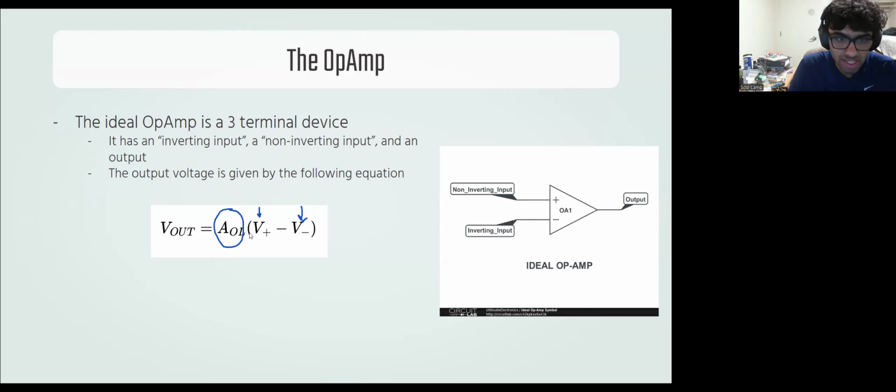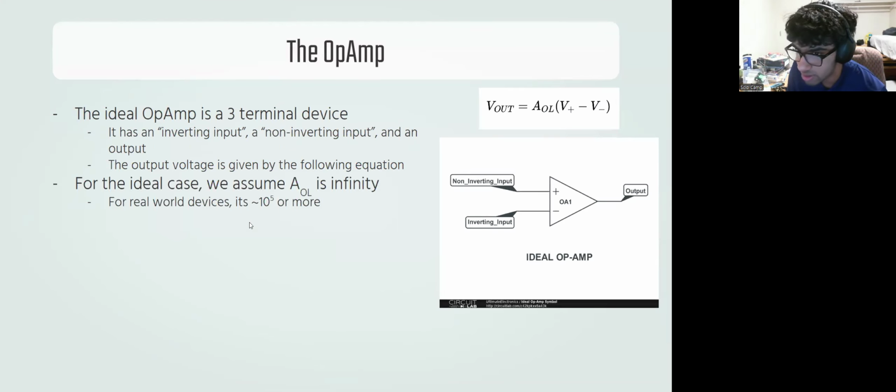And in practice, we assume AOL is infinity for the ideal op amp. But for real world devices, it's still very large. It's about 10 to the fifth, 10 to the seventh, or even more than that.